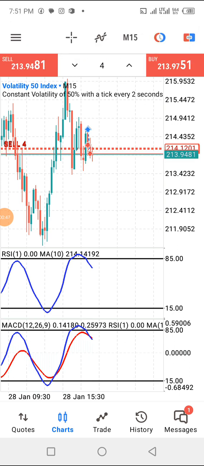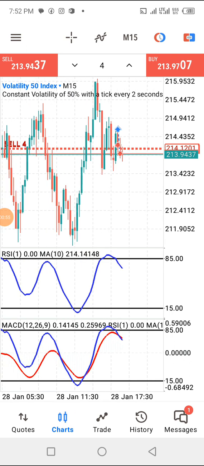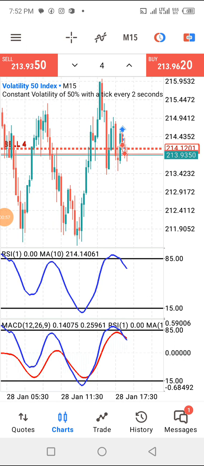So as it is now, before I show you the settings for this strategy, it's very simple, but you will need to be very patient. This strategy works for both boom and crash, and also on the volatility indices, such as volatility 50, volatility 75, and volatility 10. So you always wait for the condition to be met before you place your trades.